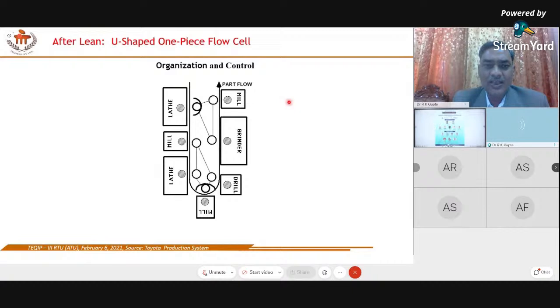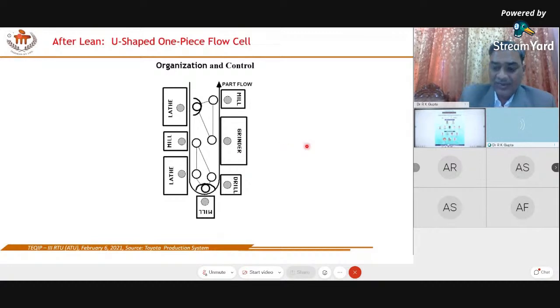The part moves in a flow. The part enters from this place, the operations are performed on the lathe machine, and after this it goes to the milling machine, where a keyway operation or other cutting operations are performed. Then again it goes to the lathe machine, then the milling, then drilling, then the grinder, and then the milling operation. So: lathe, milling, lathe, mill, drill, grinder, mill. If you look at this U-shaped layout, 2 lathe machines and 3 milling machines are required, and 1 grinder and 1 drilling machine.